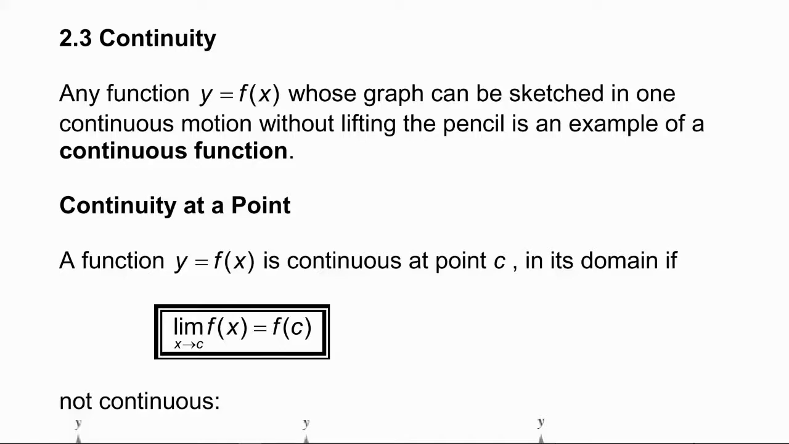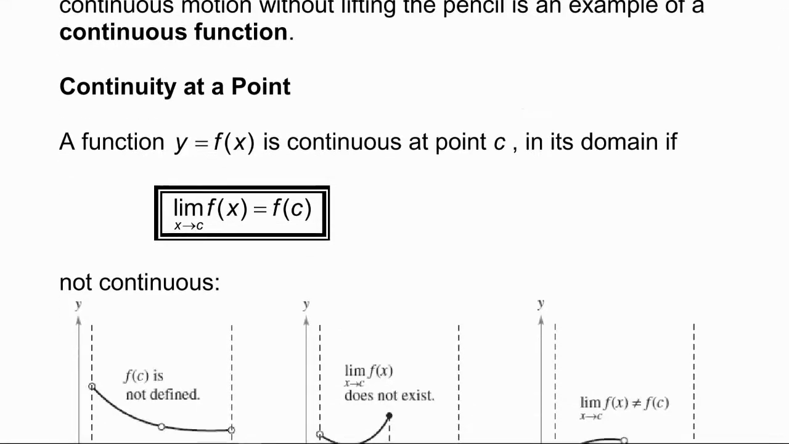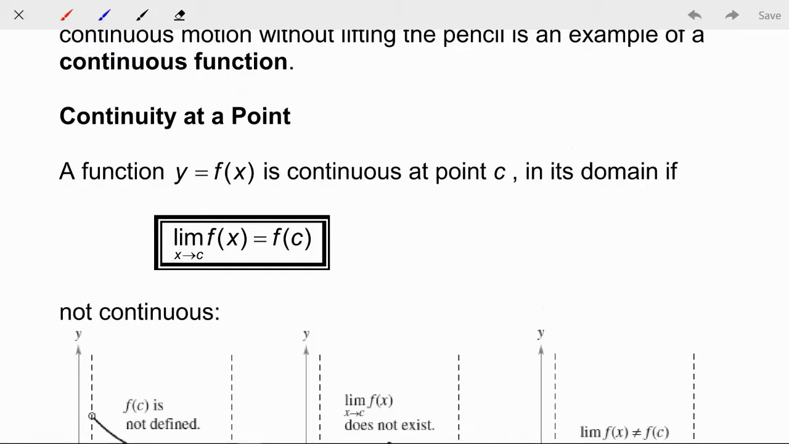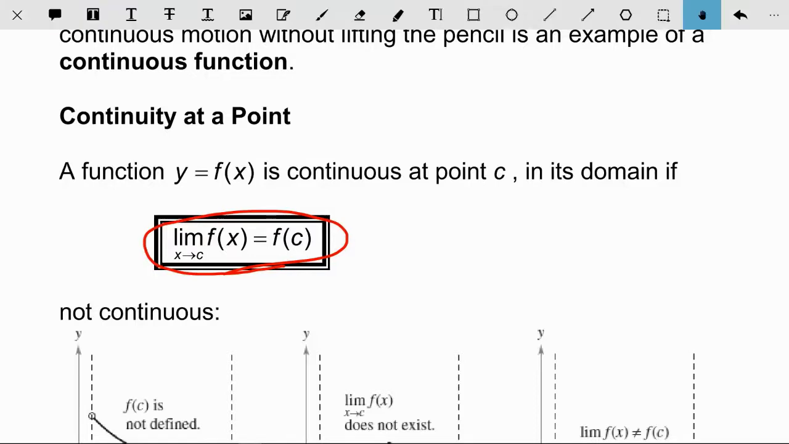Now, here's the key though. If we want to describe that mathematically, the correct terminology to describe continuity at a point is this: in order for a function to be continuous at some point, the limit value at that point has to equal the function value at that point. That's what's going to determine our continuity. And if we want to talk about continuity on an interval, then we would say this statement holds true for any point within that interval.